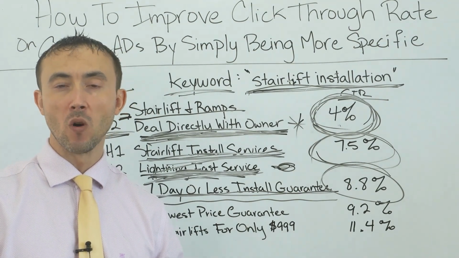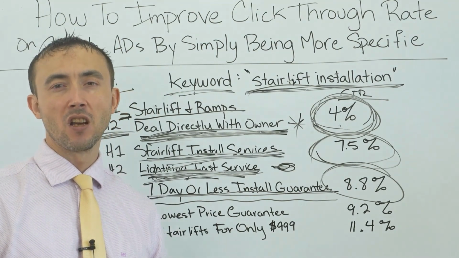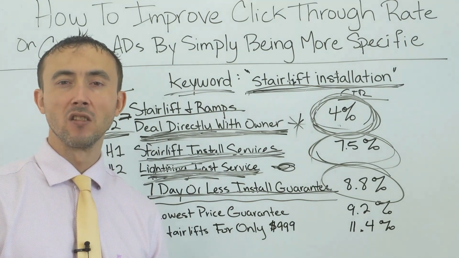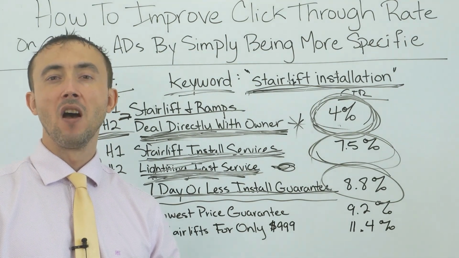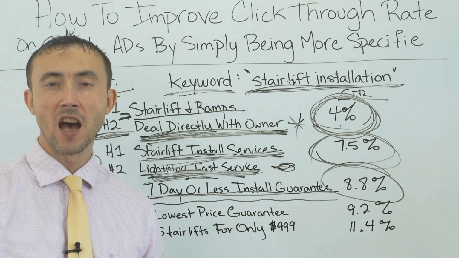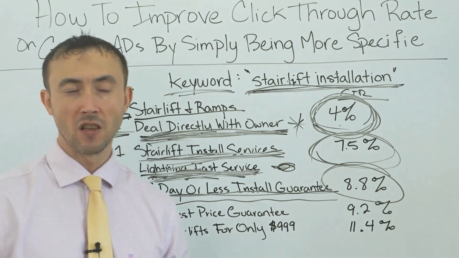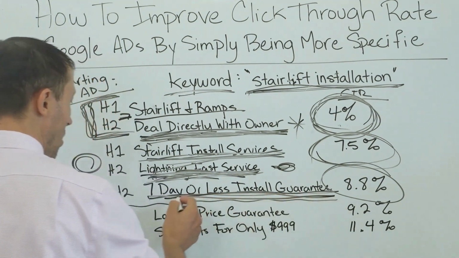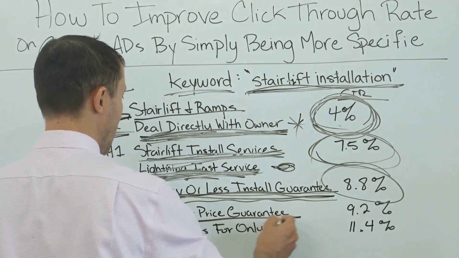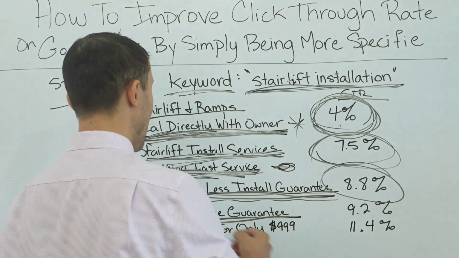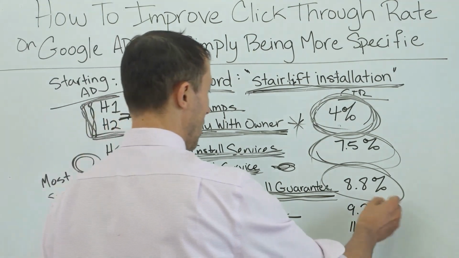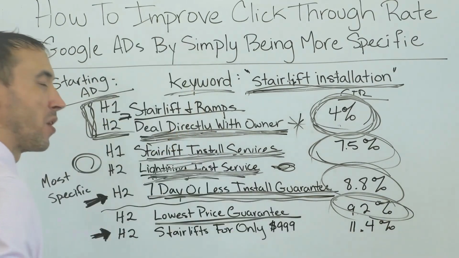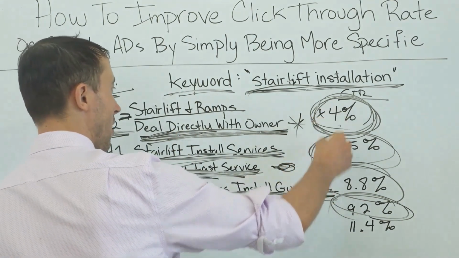Because once you get the quote to them, people are ultimately going to go with you anyway, even though you're not the cheapest, if your sales process is good and your closing rate's going to be the same. We know because we work with clients all the time, and I explain this to them all the time. We tried out, instead of 7-day or less install guarantee, we also tested lowest price guarantee. That actually did better than 7-day or less install guarantee. And that brought us up from an 8.8 to a 9.2% click-through rate. Pretty good compared to our 4% where we started out.